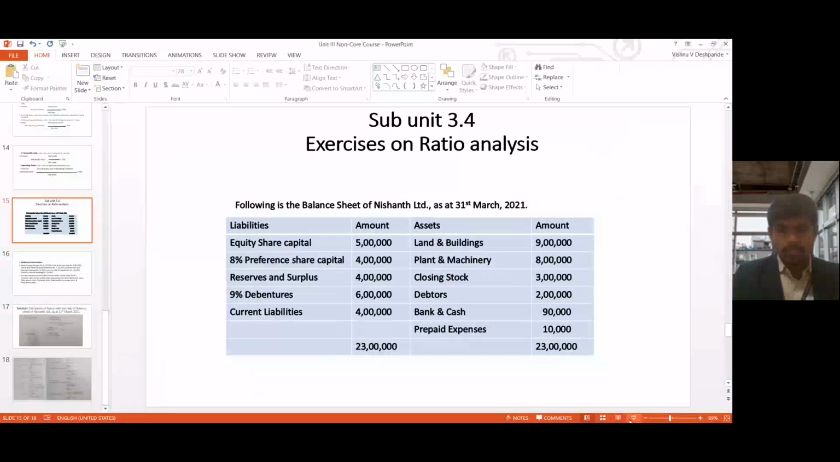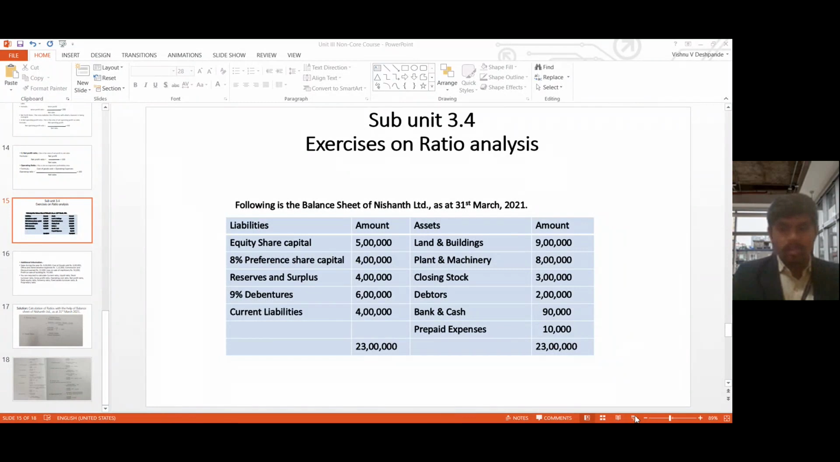Now let us go through one practical example of ratio analysis: the classification, where we are using it, how we are using it, when we are using it, what the impact will be, and how we are going to calculate. Okay, so I am sharing my PPT. I hope my video is visible to you all.